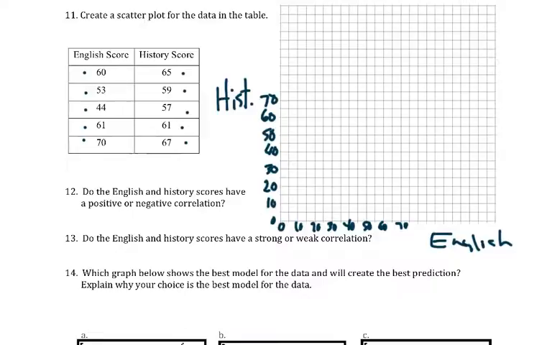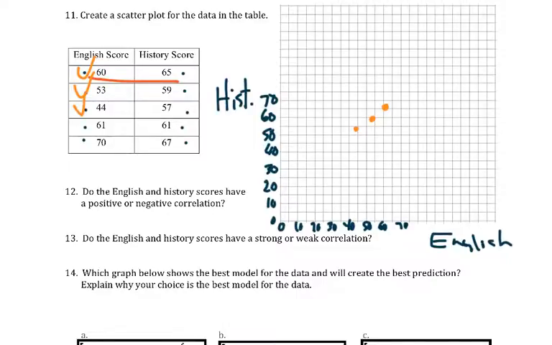Okay? So then we plot our point, 60, 65. So 60 would be down here. Then 65 be right there. So there's our first point, right about there. Then 53, 59. So 53 would be a little past 50, 59 almost to 60, right about there. Okay. Then 44, 57. So 44, 57, about right there-ish.